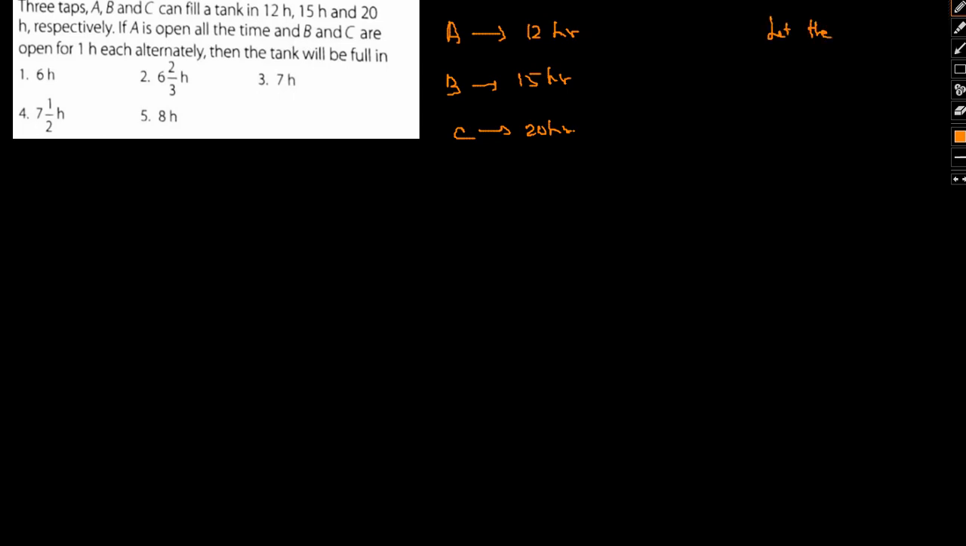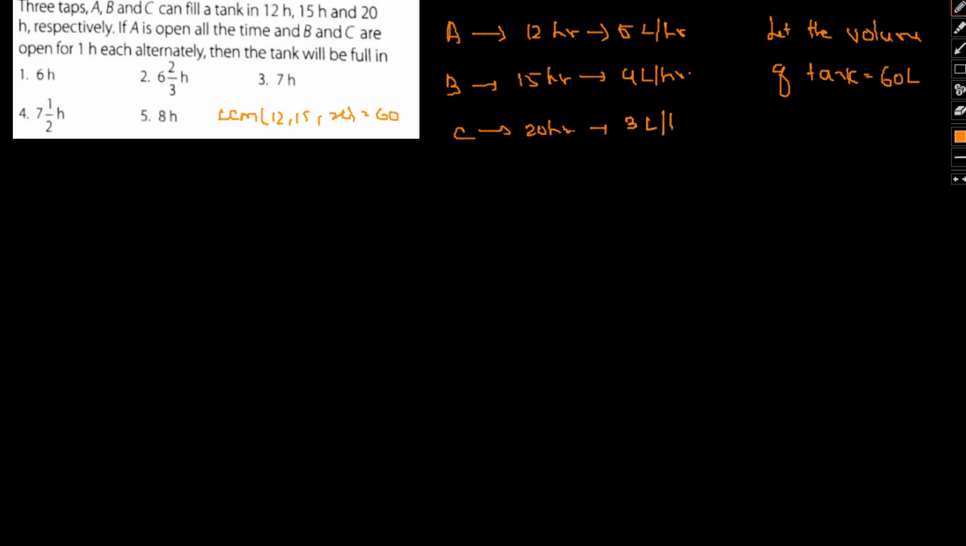Let the volume of tank be 60 liters. Why 60? Because LCM of 12, 15 and 20 is 60. So therefore A's rate of filling would be 5 liter per hour, simply 60 by 12. Again, B will be 4 liter per hour. And C's will be 3 liter per hour.